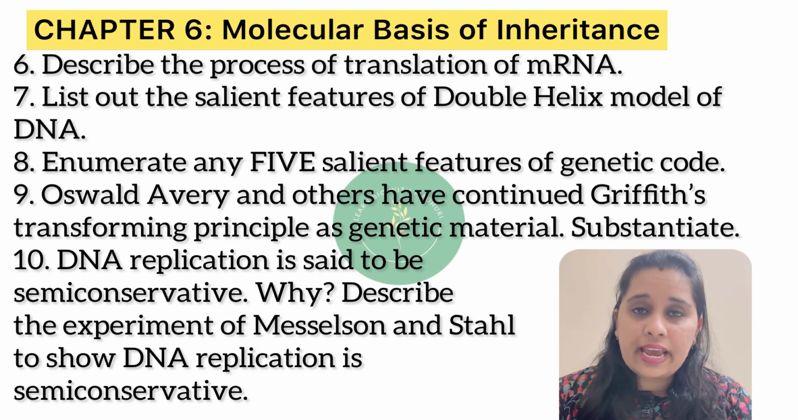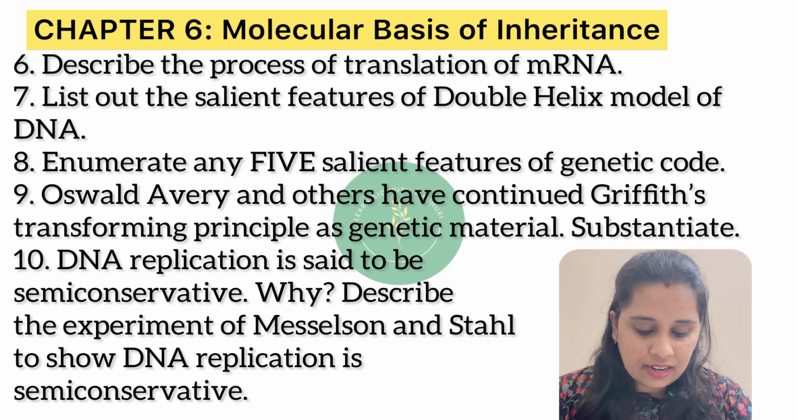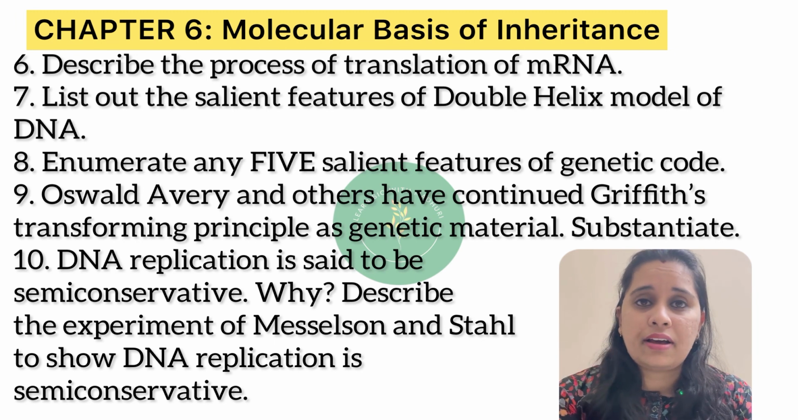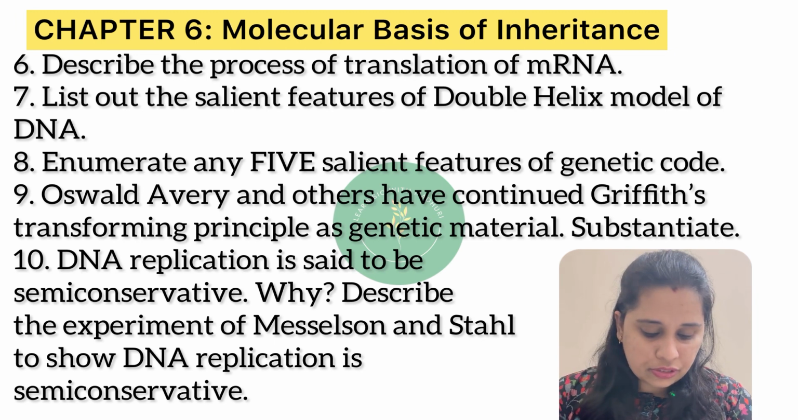Question number 8, enumerate any 5 salient features of genetic code. So this is very easy, as well as it's very important. It's been asked in several question papers, if you look back the model question papers.